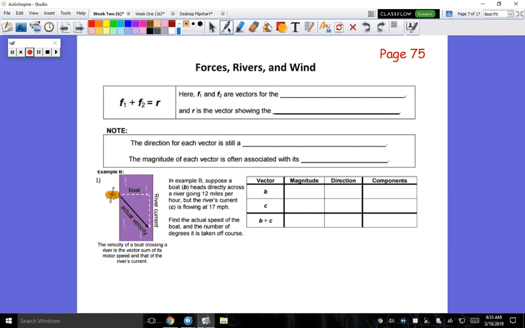Alright, so the last page of the notes. Looking at the last page of the notes, we're going to look at other real-world problems dealing with the vector addition. Okay? So here F1 and F2 are vectors for the forces, and R is the vector of the result, otherwise the resultant. Okay? So the direction of each vector is still the rotational angle.